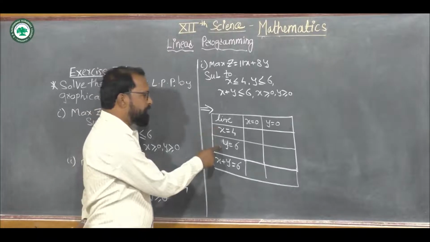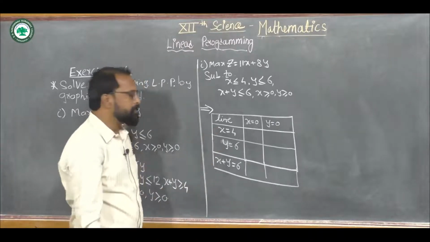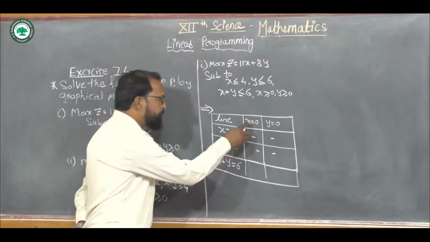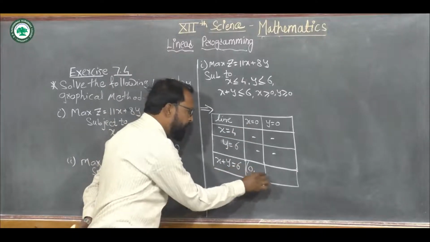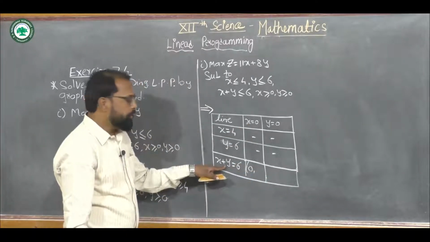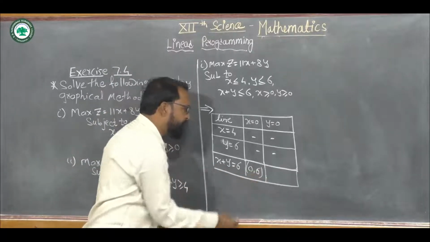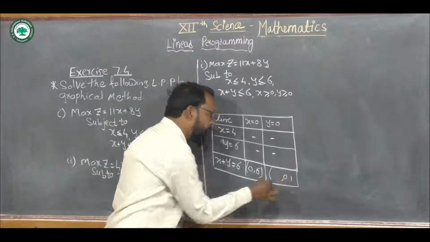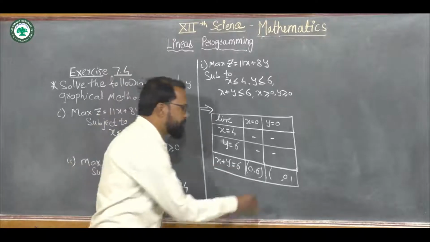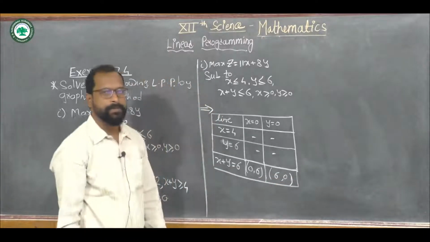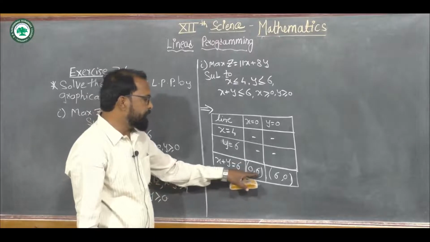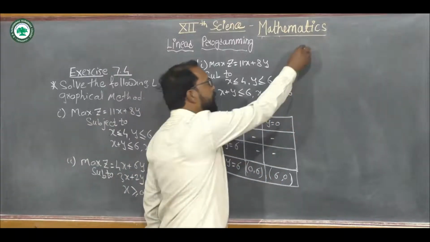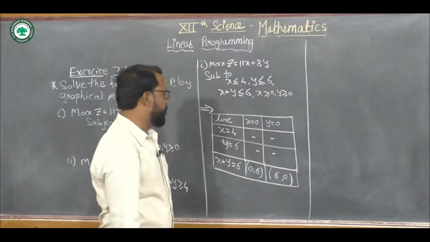Now these are the standard lines, parallel to x-axis and parallel to y-axis, so we can draw them directly. Now for the third line, first we put x equals to 0. Whenever we put x equals to 0 in this equation, it gives y equals to 6. So the first point is 0, 6. Similarly, if we put y equals to 0, we get x equals to 6, so the second point is 6, 0. So we get the 2 points 0, 6 and 6, 0 for the line x plus y equals to 6. Now we plot a graph for this one.